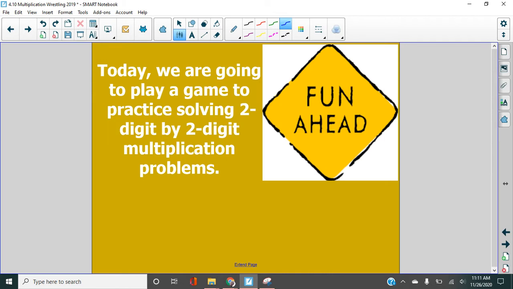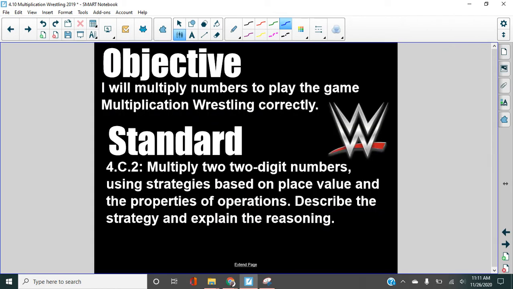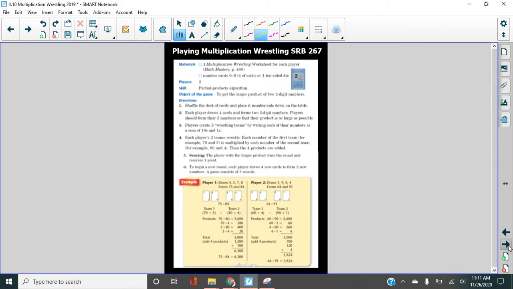All right. So today we are going to play a practice game that solves two-digit by two-digit multiplication problems, and it is called multiplication wrestling. That is our goal today. I never thought I'd write wrestling in an objective. I will multiply numbers to play the game multiplication wrestling correctly, and you can see that's going to go with the standard that we have been working on a lot recently.